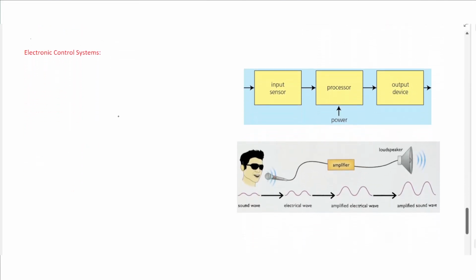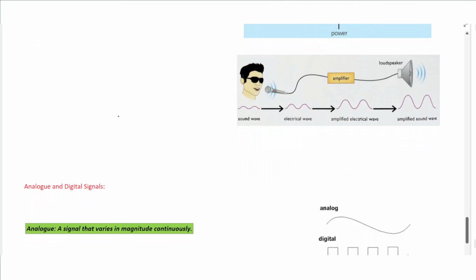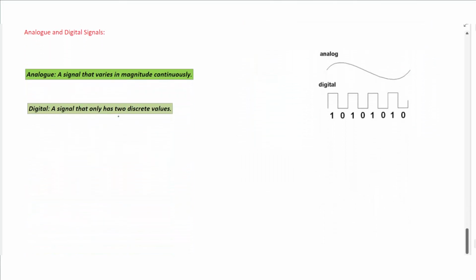Now there are electronic systems. We are not required to go in depth in all electronic systems, but we are required to know that electronic systems work using digital signals, not analog signals. The difference between digital and analog is that analog signals can take any value or can take any voltage or vary continuously. But a digital signal can only have specific values.